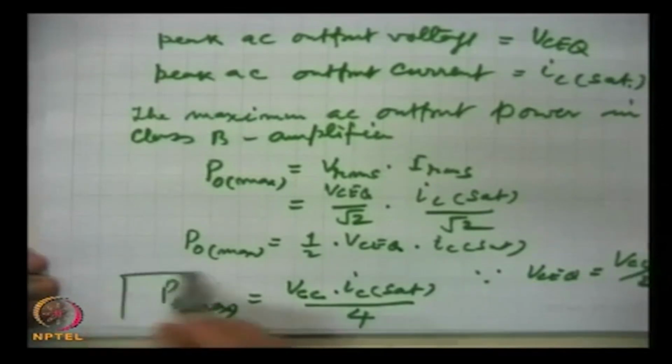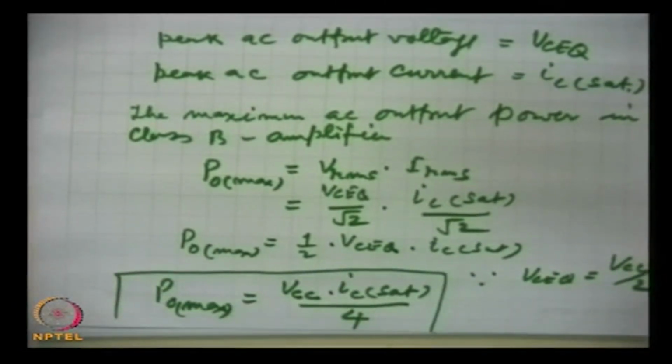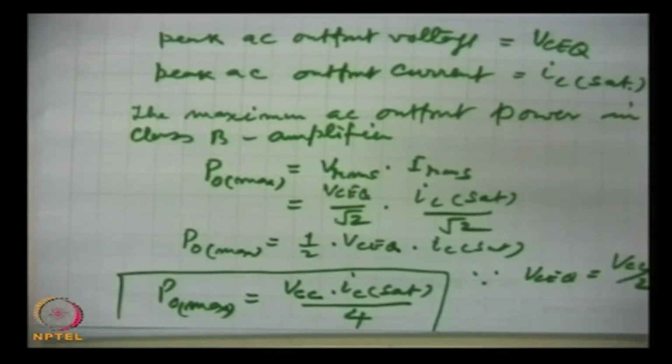This is an important relation. If we know the value of IC saturation and what single VCC DC source we are using to bias both the transistors, knowing these two parameters, we can find out the maximum output AC power available from the push-pull amplifier. And then we can go for efficiency.